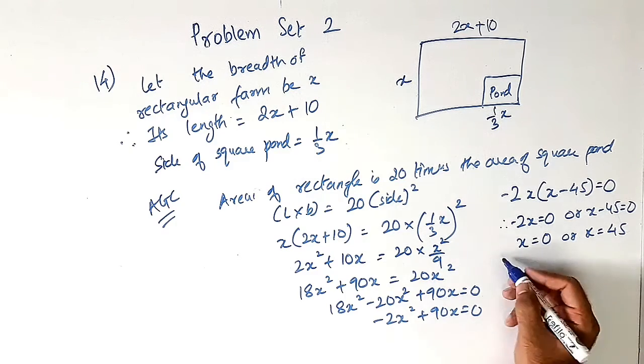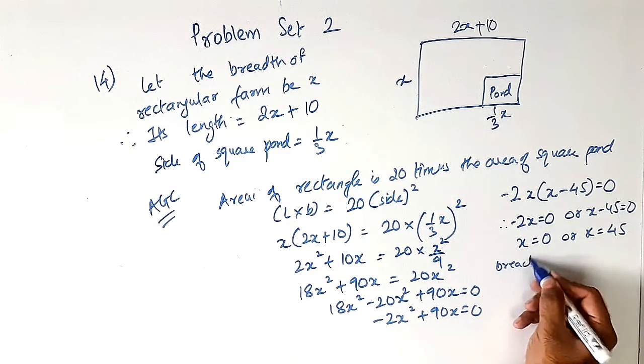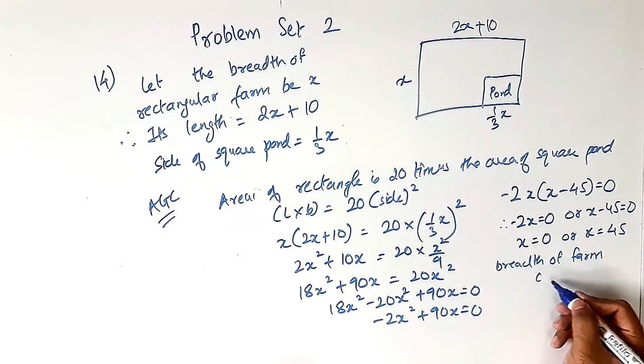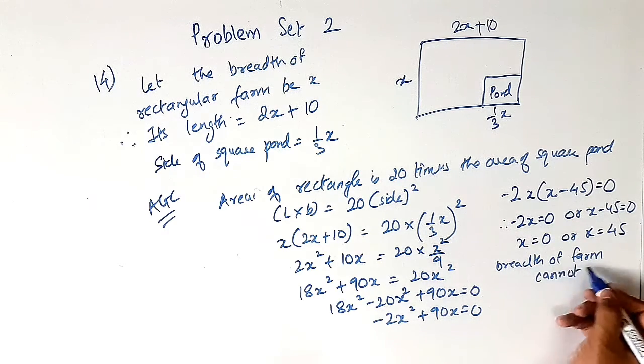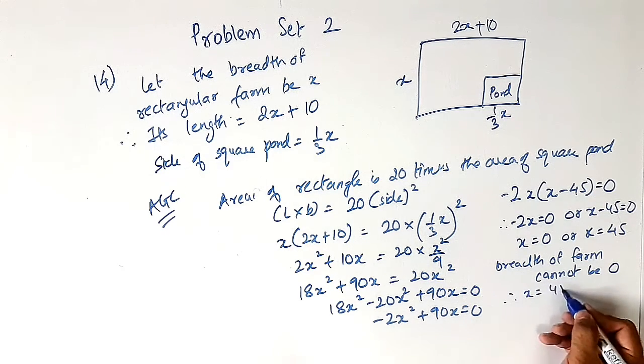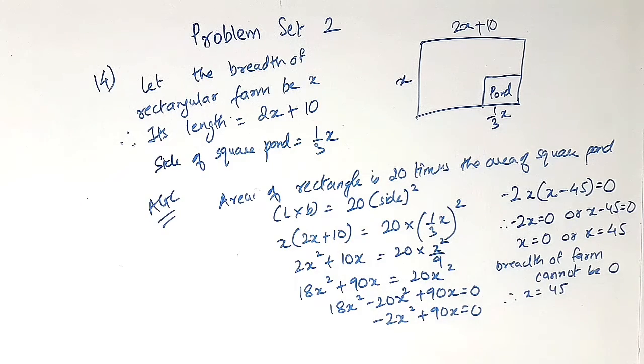I cannot take 0 because breadth of farm cannot be 0. Therefore, x is equal to 45. Okay. Now they have asked us three things. So I have to find now the length of farm and the side of square.